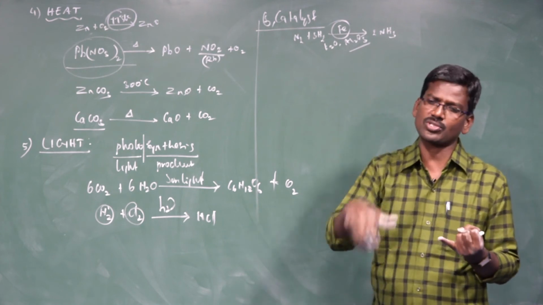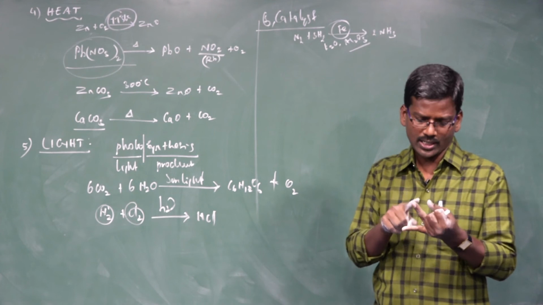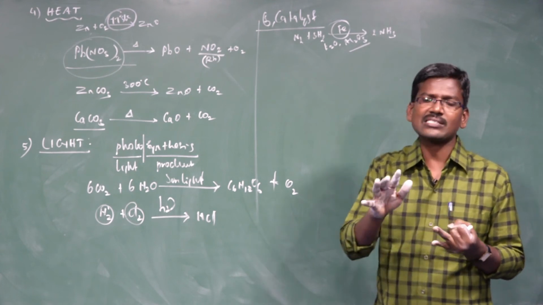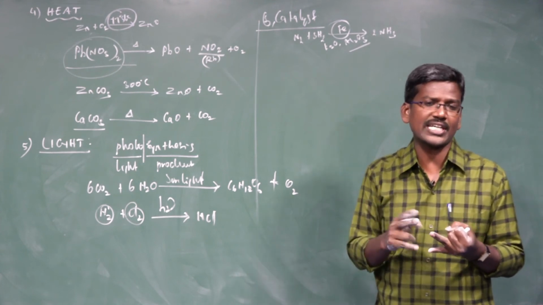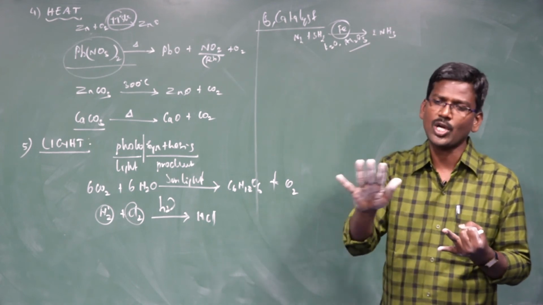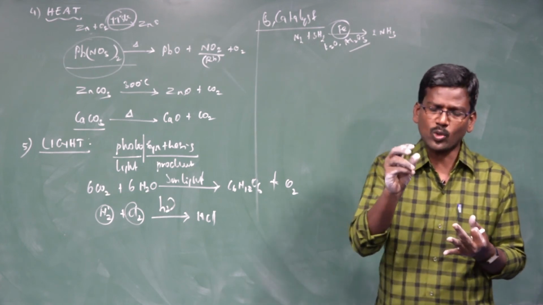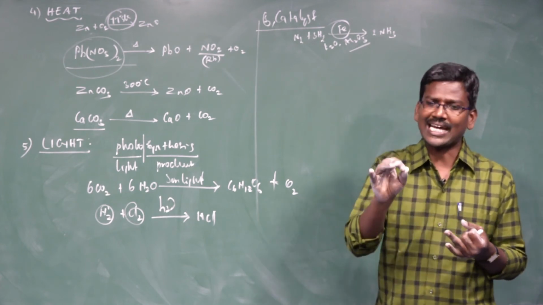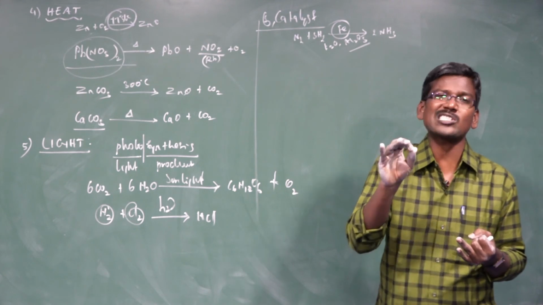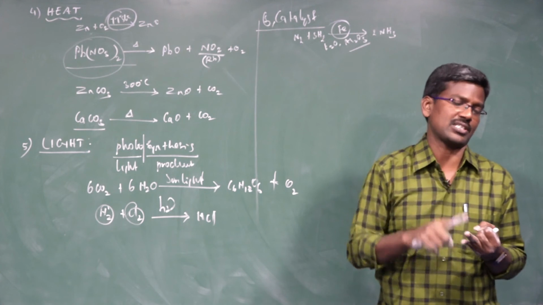So what are the characteristics of a catalyst? Only a small quantity of catalyst is needed. The catalyst remains unchanged in chemical composition and mass at the end of the reaction. The catalyst does not alter the position of equilibrium. The catalyst only increases the rate of reaction.